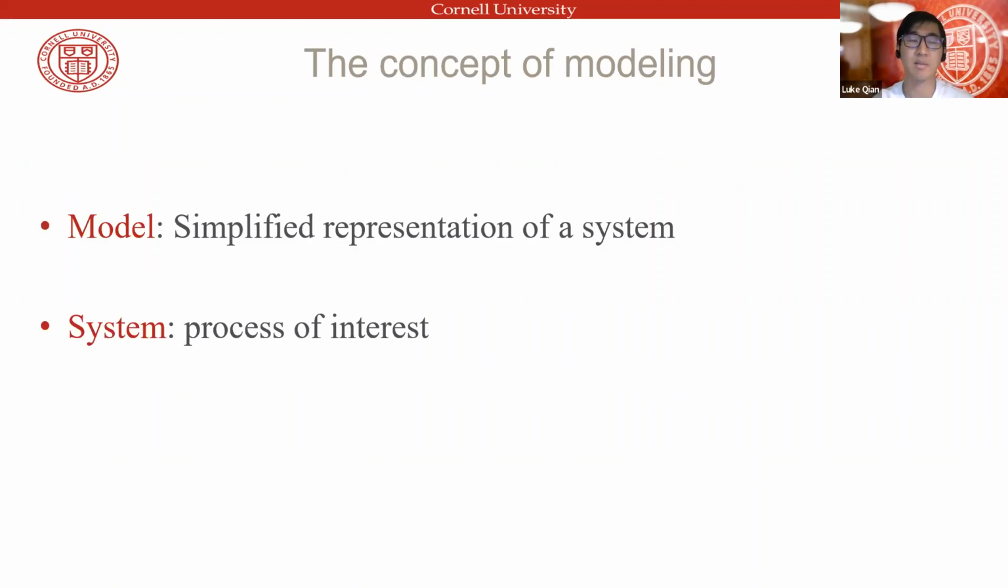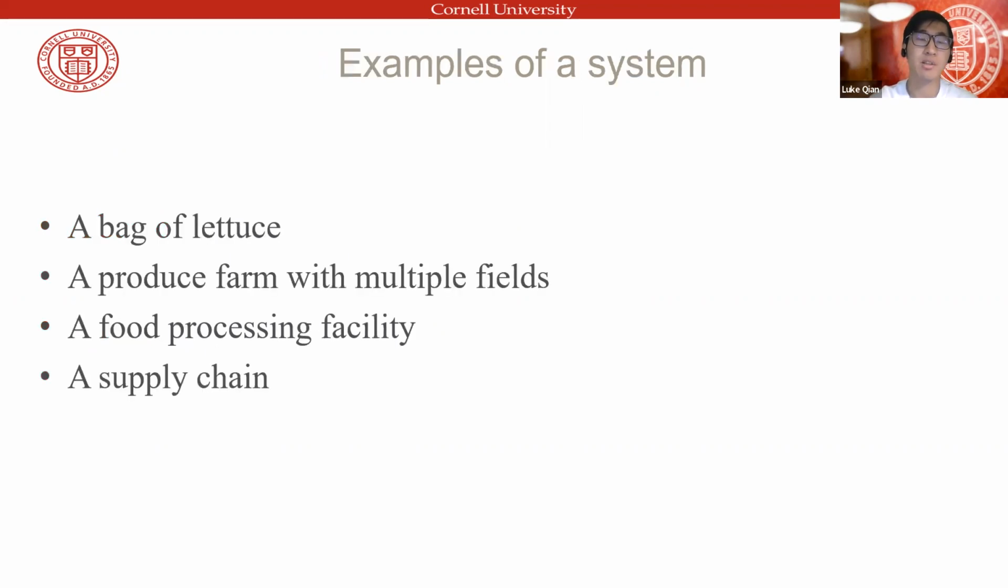So what exactly is a model? By definition, a model is a simplified representation of a system, in which a system is a process of interest. A system can be very small or very large depending on its complexity. For example, here we have a list of systems: a bag of lettuce, a produce farm with multiple fields, a food processing facility, or an entire supply chain. As you can see, as the scale goes up, the complexity increases.